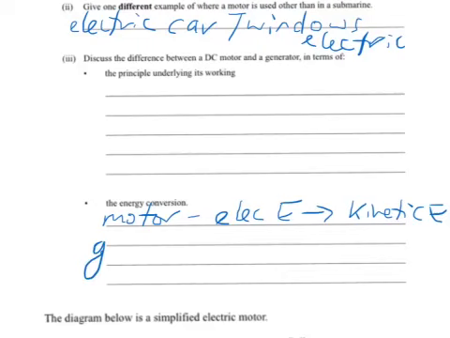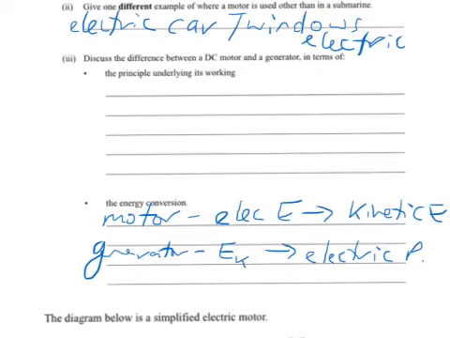Whereas a generator is doing the exact opposite. It's taking kinetic or movement energy, rotational, and converting it into electric potential or electric energy. It doesn't have to be electric potential, though usually it is. So if we go up to the principles underlying it, you've got two right-hand rules: the right-hand slap rule to deal with for a motor, and you've got a rule for a generator as well, but you operate them slightly differently.